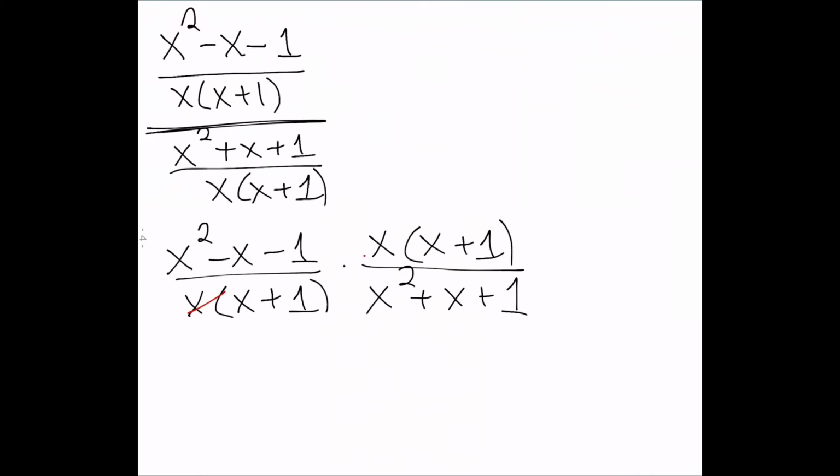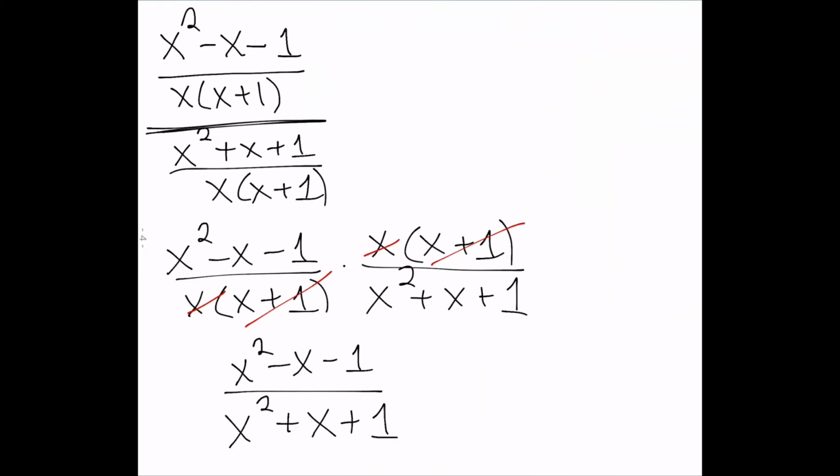We have an x on the top and the bottom and an x plus 1 on the top and bottom. So now I have x squared minus x minus 1 over x squared plus x plus 1. So this is the essence of the first method. You're going to treat the numerator and denominator as fractions, add or subtract accordingly, and then divide. Now let's look at the second method.